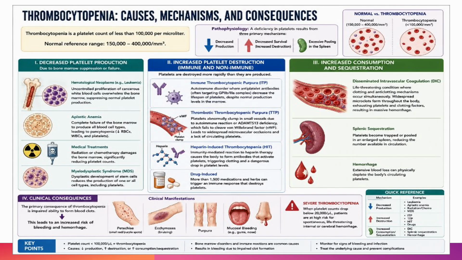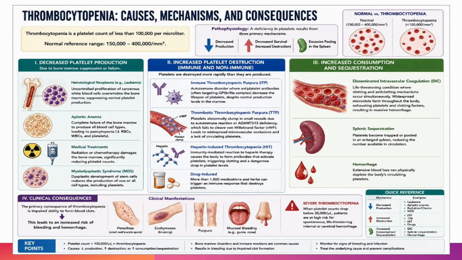Here is a cheat sheet on the different types of thrombocytopenia, their causes, mechanisms, consequences, and clinical manifestations that you're going to see. Please download this or print it so you can use this to review. So basically, thrombocytopenia refers to a platelet count below 100,000 per microliter, although normal platelet count ranges from about 150 to 400,000. There are three major mechanisms: decreased platelet production, increased platelet destruction, or increased consumption or sequestration.